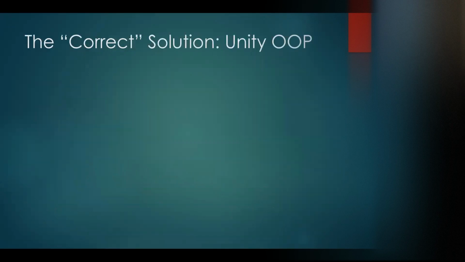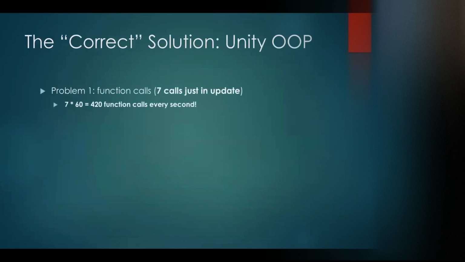So when we go back to our case of running at 60 frames per second, we're talking about 420 function calls every second. Completely free, in the sense that we shouldn't be doing it, right? We're getting no advantage from doing this. We're just calling 420 functions every second to no end.